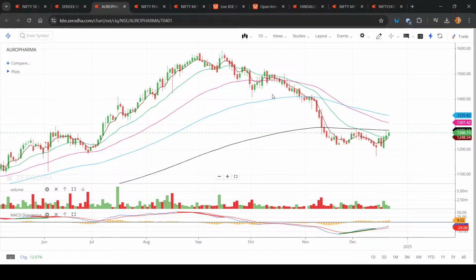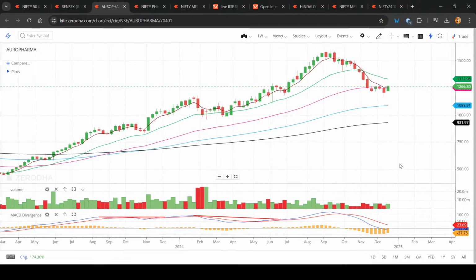And pharma, Oro Pharma is looking decent from my perspective. Why? I'll tell you. See, Dr. Reddy has already given a breakout, but Oro Pharma was in a bearish trend for a long time. Let's do a weekly trend analysis of this once.